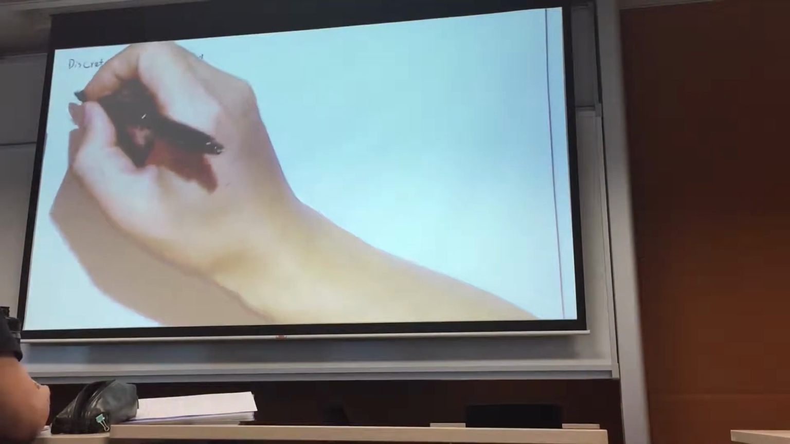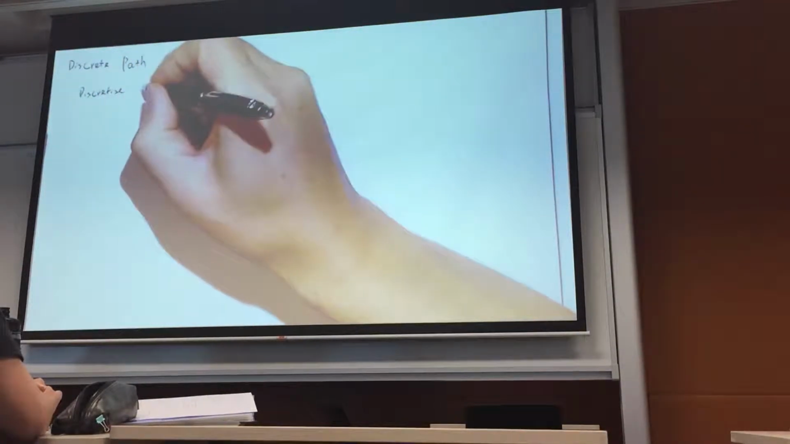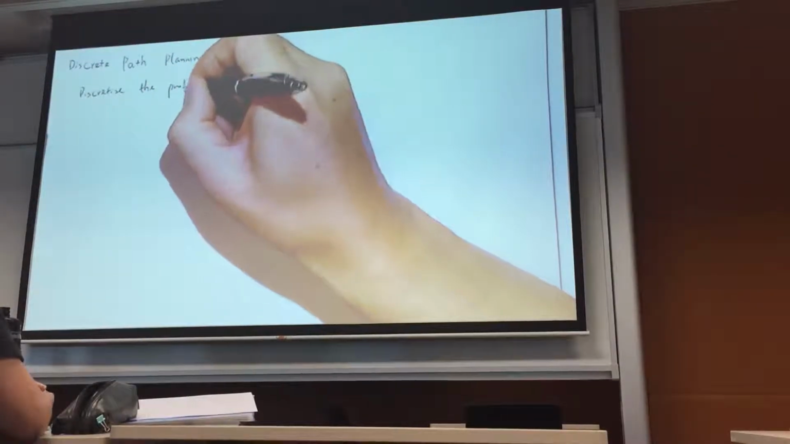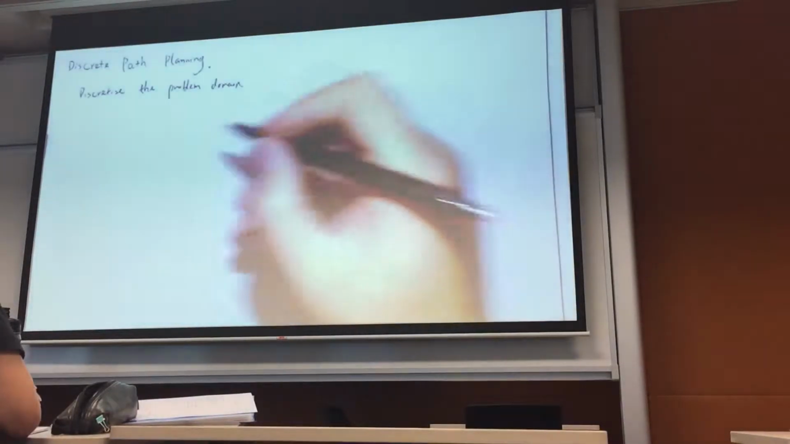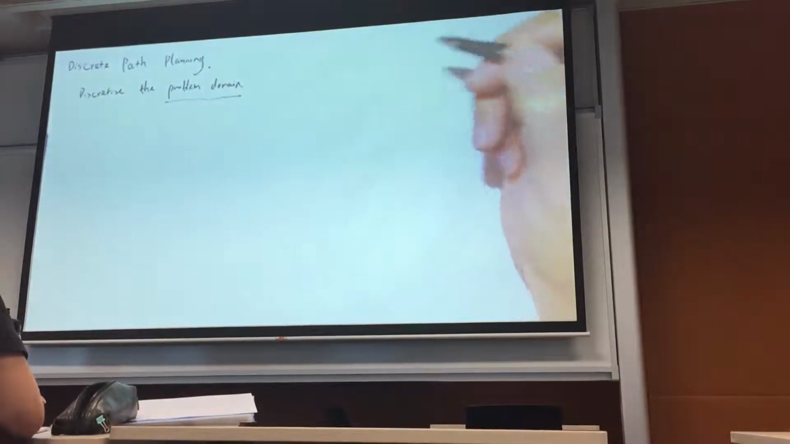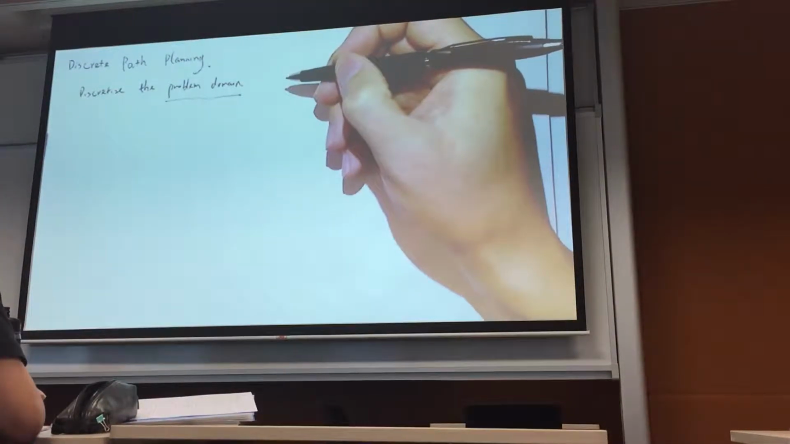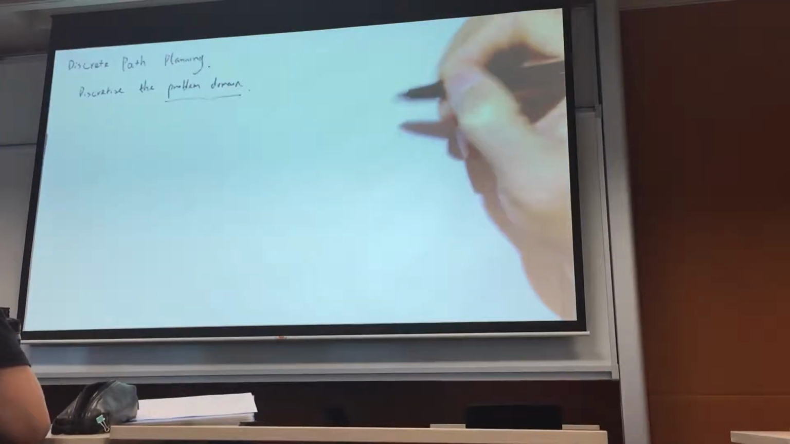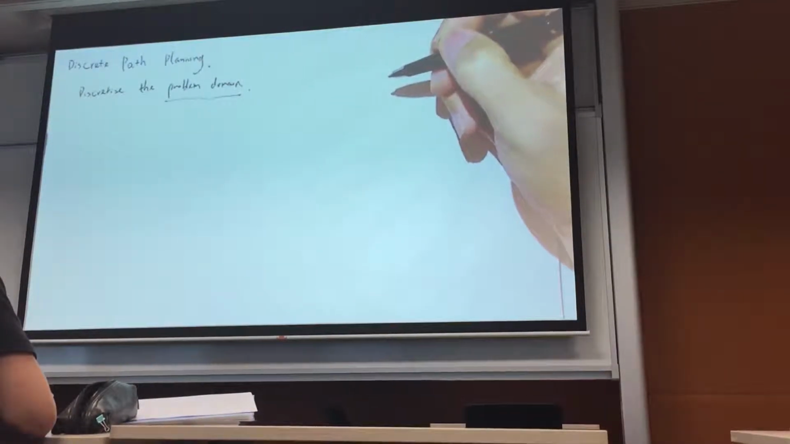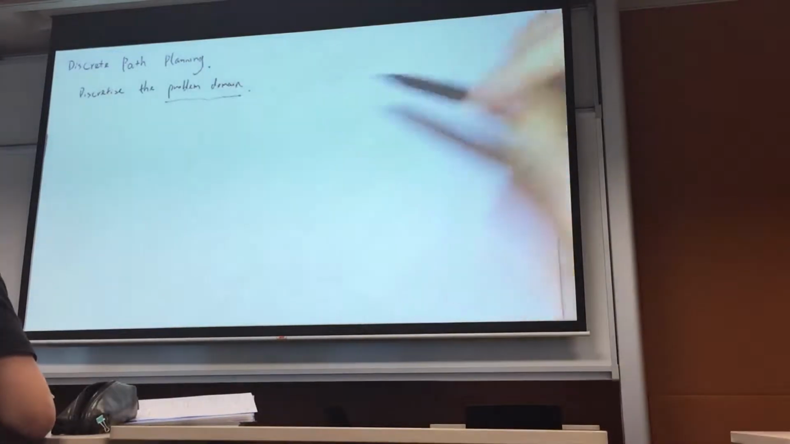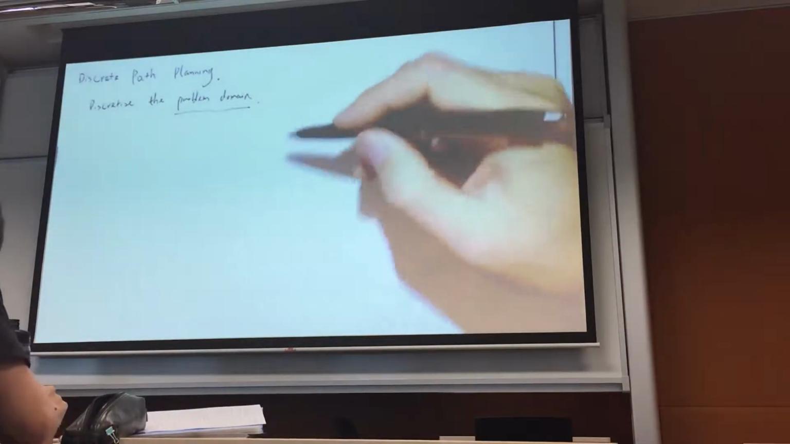So in this method, we want to discretize the problem domain. We should not be confused with the discretization that we did before. You remember in previous methods we discretized the cost function and the dynamic equations, but here are very different techniques. In this technique, we try to discretize the problem space.